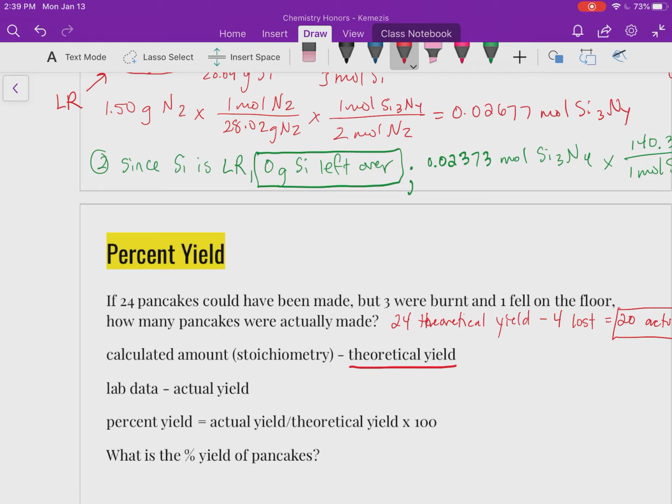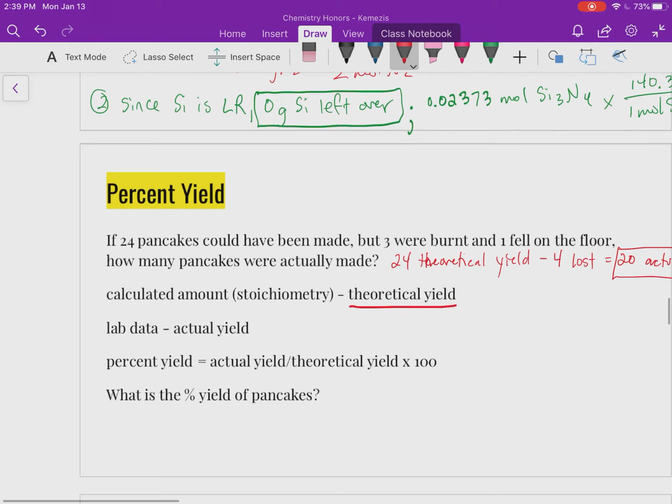And those two things are usually not the same. They could be close to each other, and the closer they are, the better you were at your lab. Or even if they were bad, there could have been a systematic error, whatever, but they are usually not the same. So if you want to calculate your percent yield, it is how much you got over how much you could have gotten times 100.